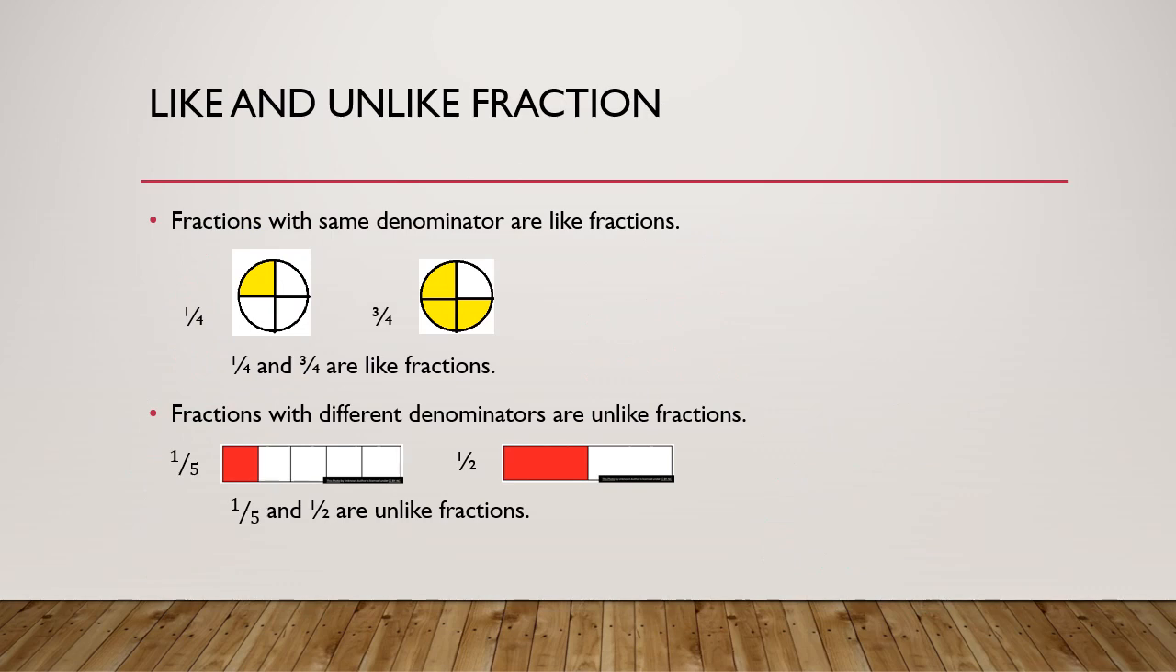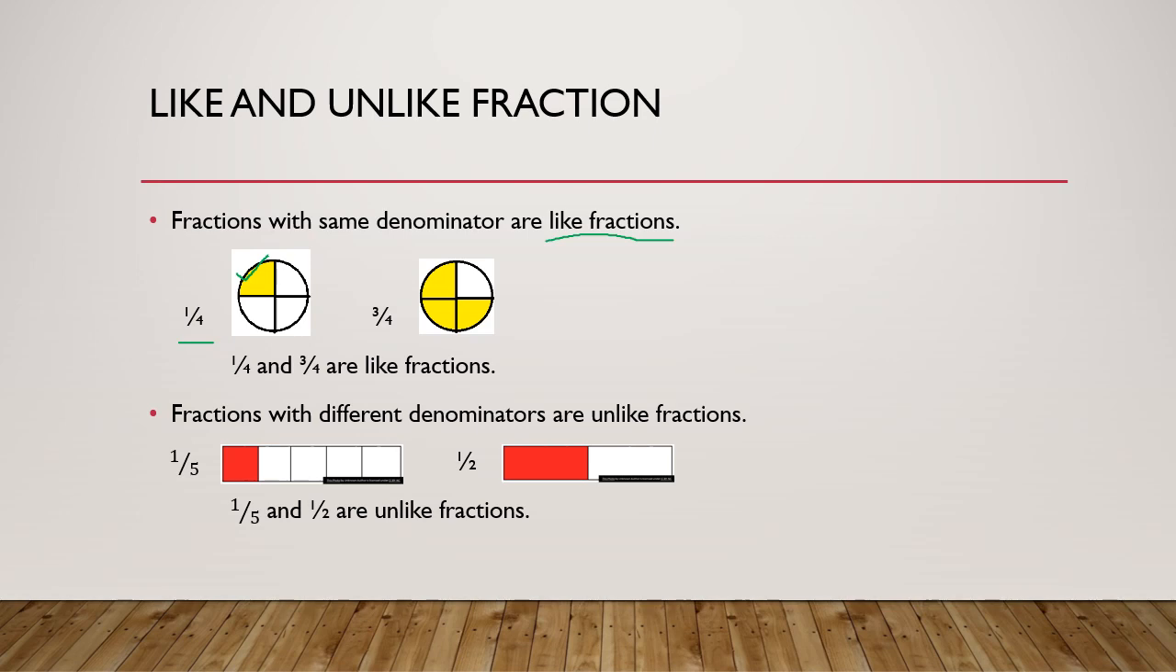Our next topic is like and unlike fraction. Fractions with same denominator are like fraction. See, we are having this circle and we divide this circle into 4 equal parts, and out of these 4 parts we color one part. So in fraction we write it as 1 upon 4.